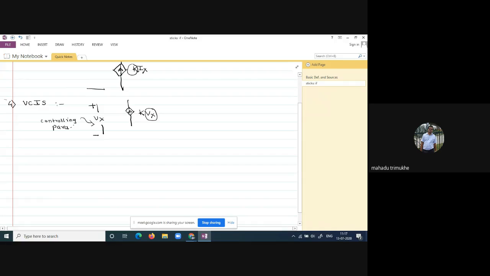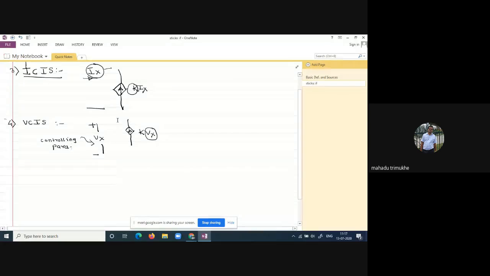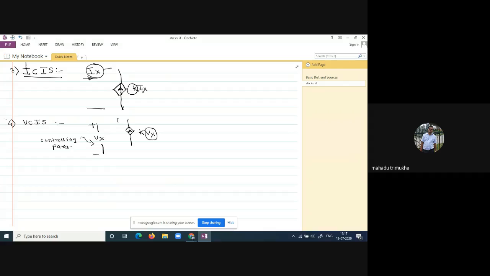These are the four dependent sources we have seen. Two we have seen earlier, that is the voltage controlled voltage source. Second one is the current controlled voltage source. Third one is the current controlled current source. Fourth one is the voltage controlled current source. These are the four types of dependent sources present in an electrical network. I hope you have understood. Have you understood or not? Anybody unmute and tell me. Is there any difficulty in that?